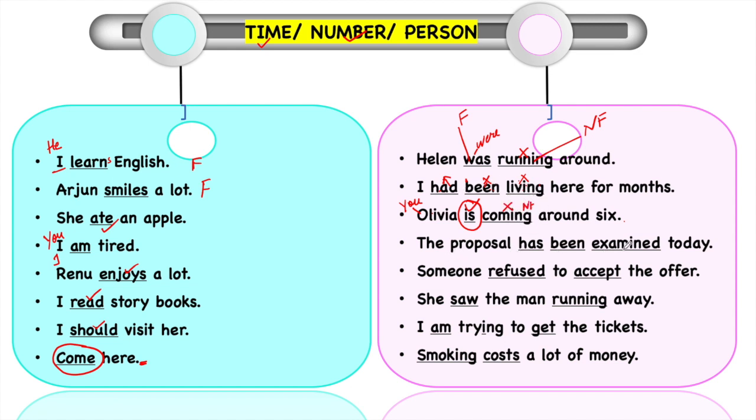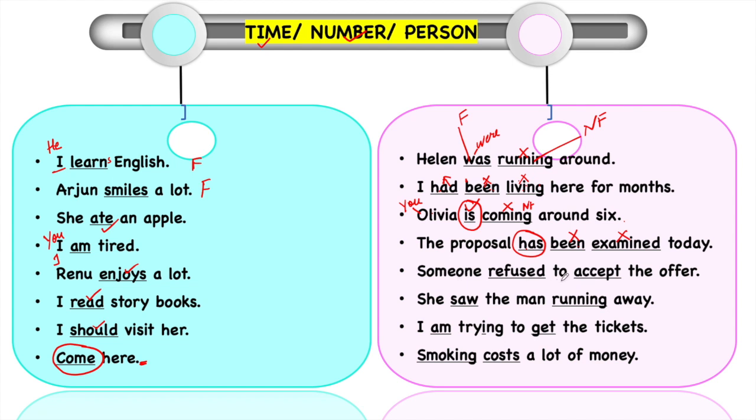The proposal has been examined today. Now it is the same as the second sentence, only has will be changed. If you change the tense of the sentence, the proposal had been examined, the proposal will have been examined, only has is affected, there is no change on been and examined. Whether you change the tense or the number or the person, been and examined will remain unaffected. So they are non-finite.